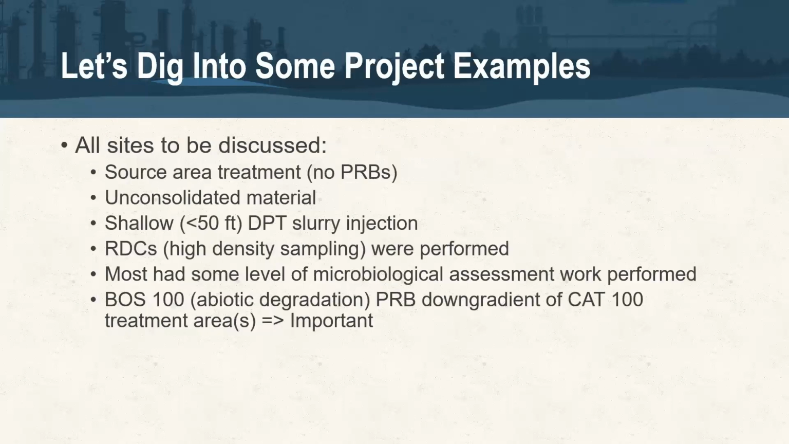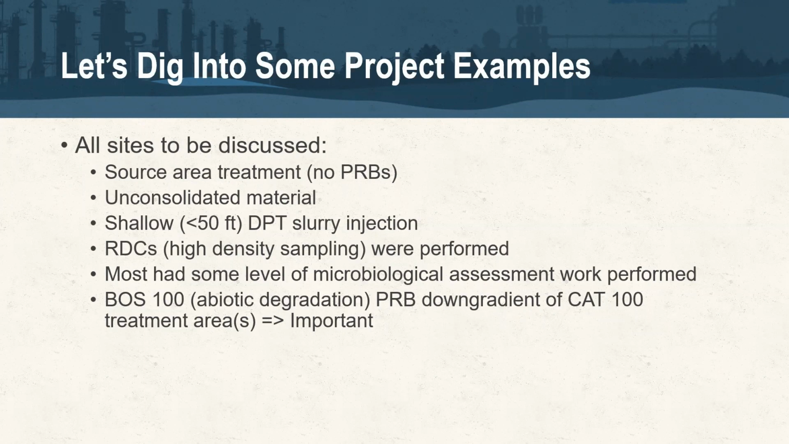So we're going to talk about three sites, and they're all quite different, but there are some similarities. These are all source areas. There are no PRBs in the source area. There are PRBs on each of these sites on the down gradient side, and I'll touch base on that here in the last bullet.